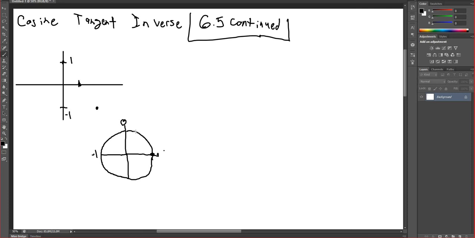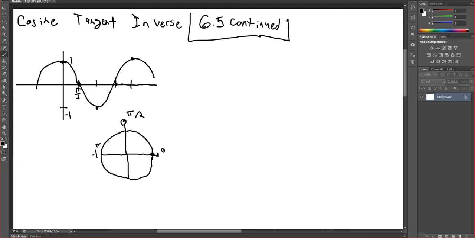So at 0, it's 1, at pi over 2, it's 0, at pi, it's -1. At 3 pi over 2, it's 0, and then at 2 pi, it's 1 again. Since it's a periodic function, it will start to repeat, and then it'll look the same over here.